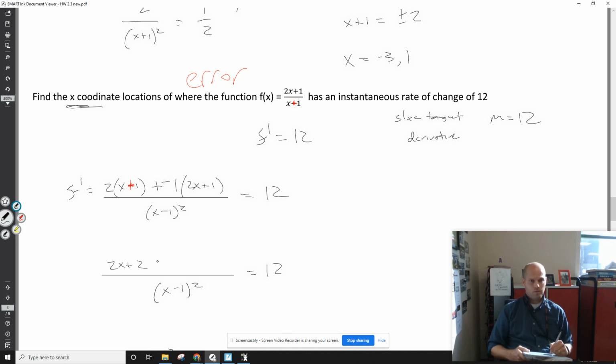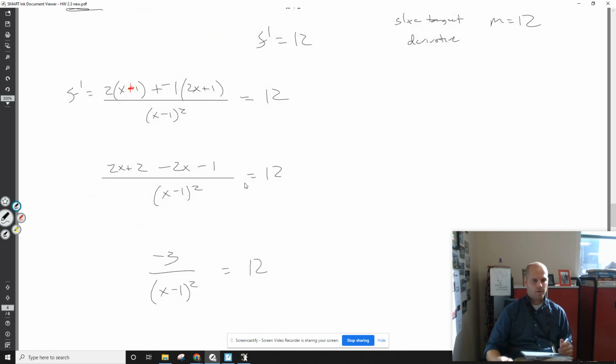2x plus 2 minus 2x minus 1. Yeah, I mean, this is fine. I'm going to be okay with this. It's not going to be nice, but it'll be correct. So, and that's an x plus 1.